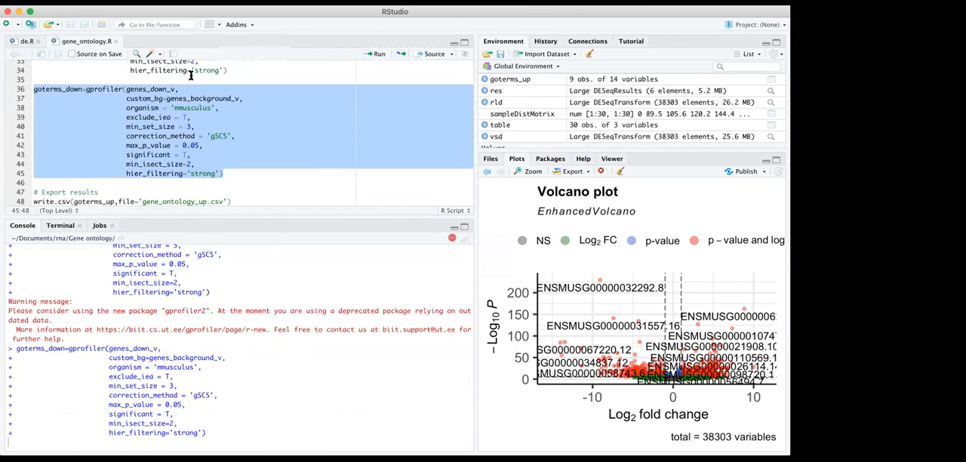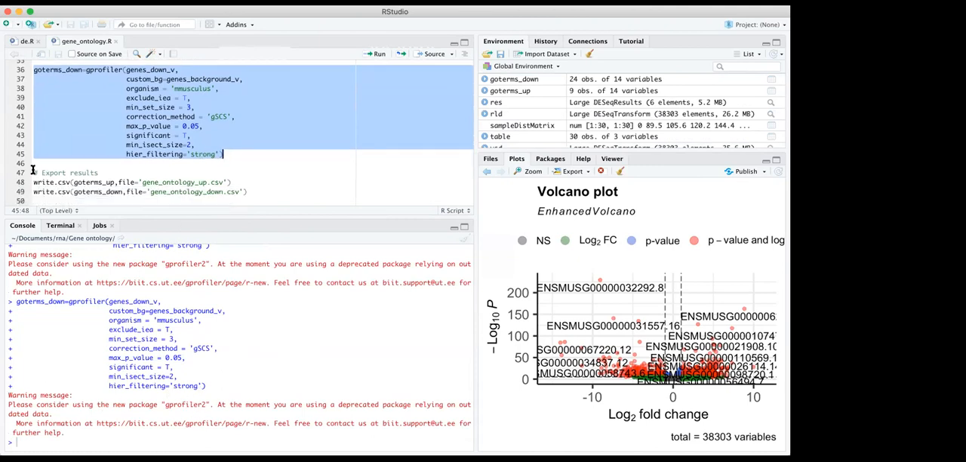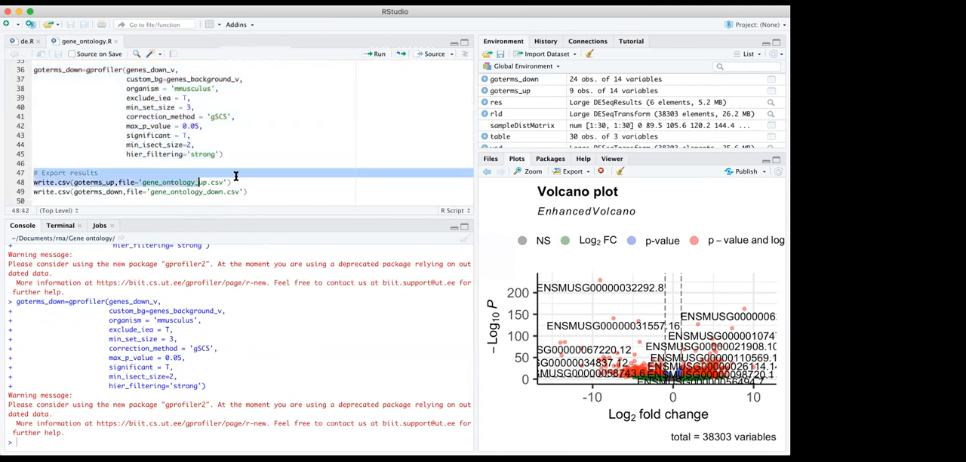And I am doing the same for the GeoTerms for the downregulated. Okay, it's done. The same warning message. So disregard this warning message. And the last important step, export results.